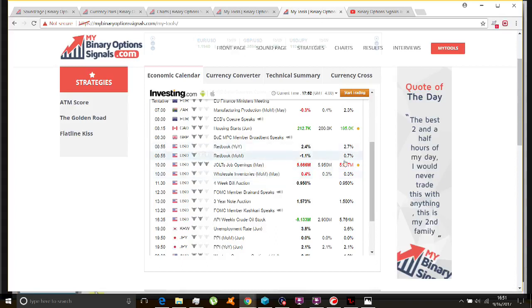Okay, so we're going to ignore what the actual data came in at, because here's the last one, here's the predicted one, and here's the actual one. But since the actual one hasn't come in yet, then we should be looking out for this 10 o'clock 3 bull number.